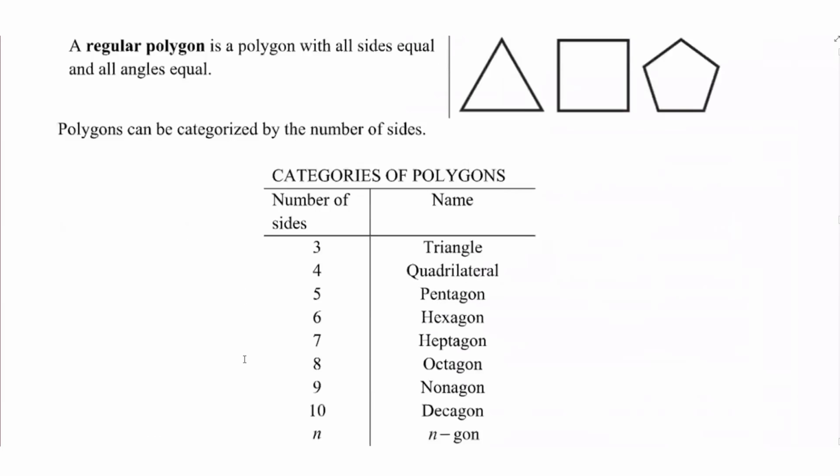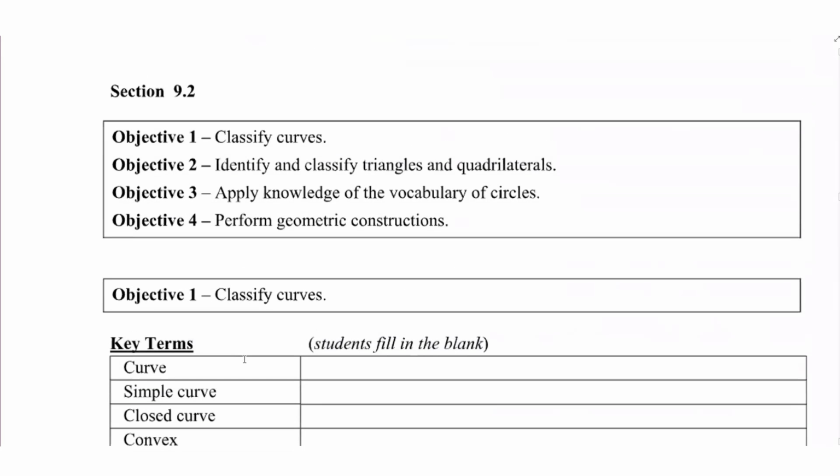This is in section 9.2, and it's objective 2: identify and classify triangles and quadrilaterals. In that objective, we have a couple of problems again where we have to solve equations.